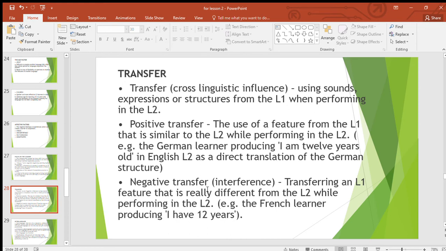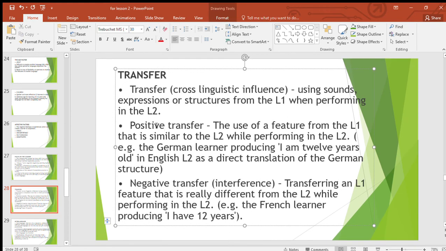So negative transfer, or interference, is transferring a first language feature that is really different from the second language while performing the second language. So here it's the opposite. If in positive transfer, they're using a similar format, similar grammatical construction, in the negative transfer, they're using a very different construction in the L2 naman.